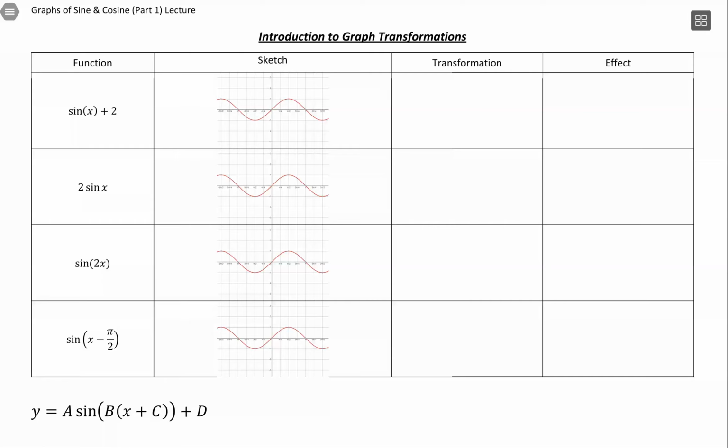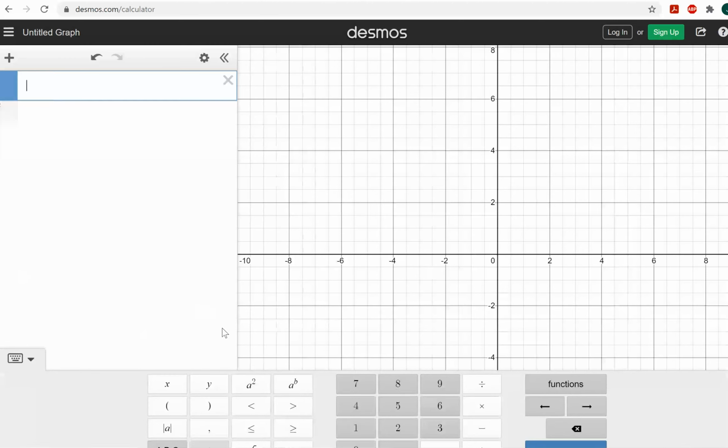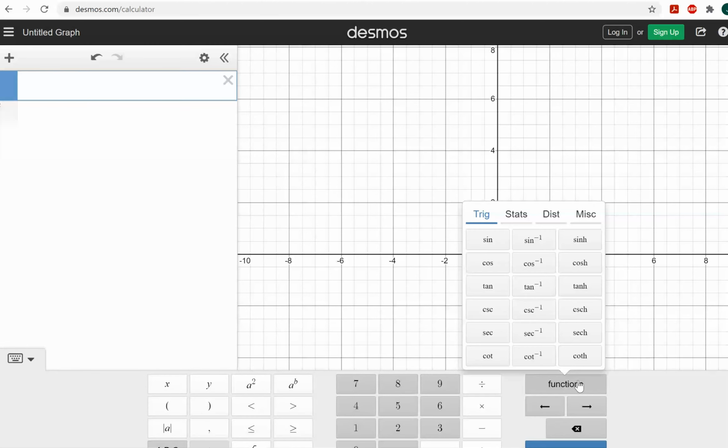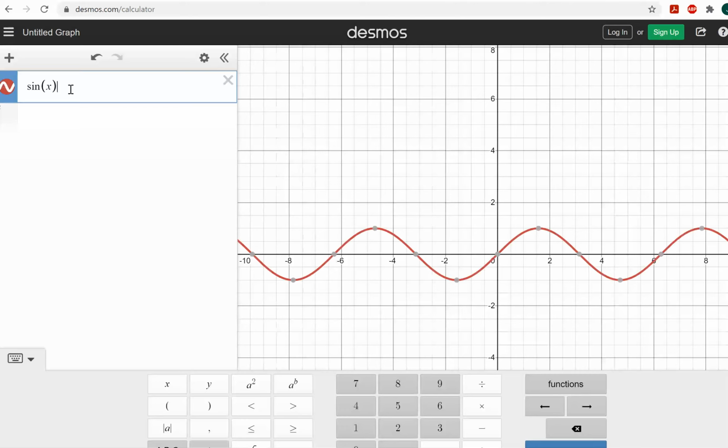Before we get into that, let's talk about the Desmos graphing calculator quickly. When you're in the Desmos graphing calculator and you get started, it will look like this. To graph a trig function, you can type in sine or cosine, so you can just do SIN. There's also this keyboard in the lower left, and I believe under functions, you can actually grab the sine function there. I'm going to just type in sine, and then use parentheses so I can see my input value.